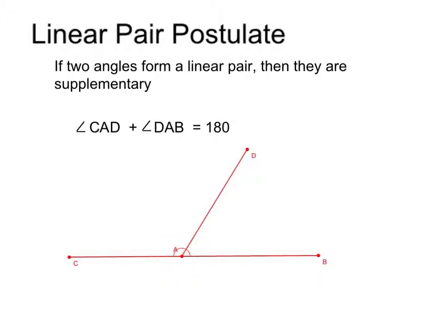And so what we're saying here is that this and this added up equal 180. They make a straight angle, an angle that is just a straight line. So whatever this is plus whatever this is always has to equal 180.